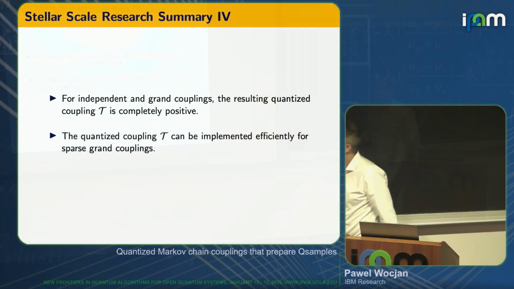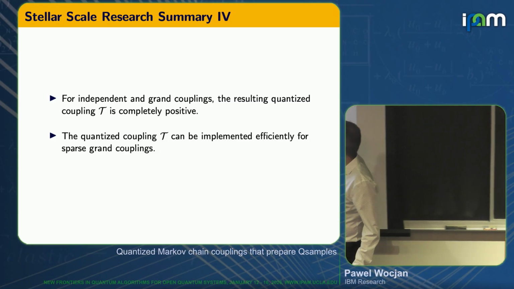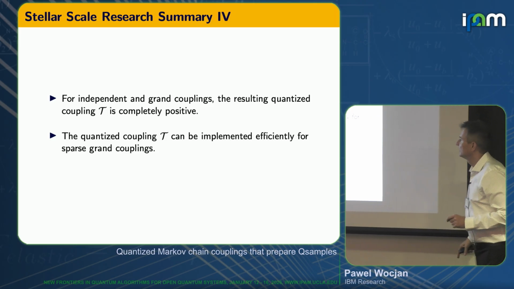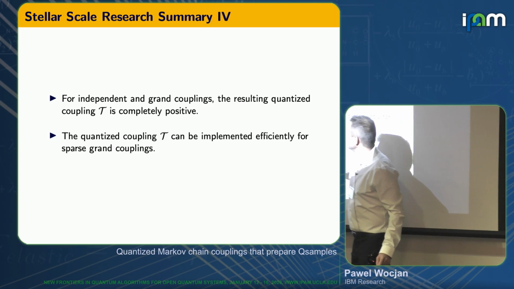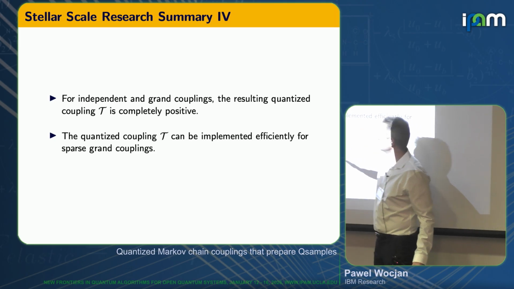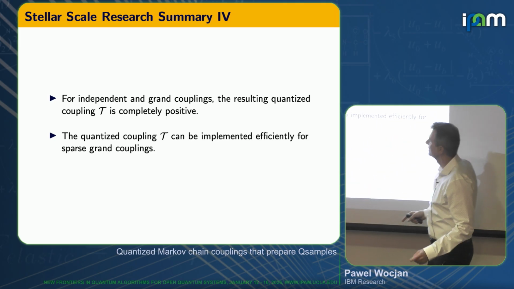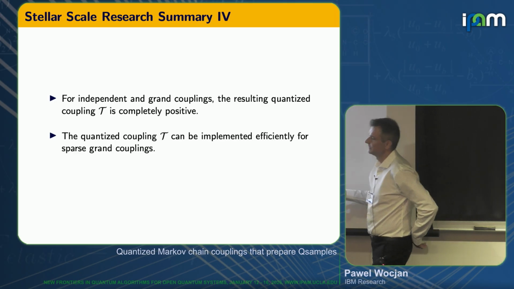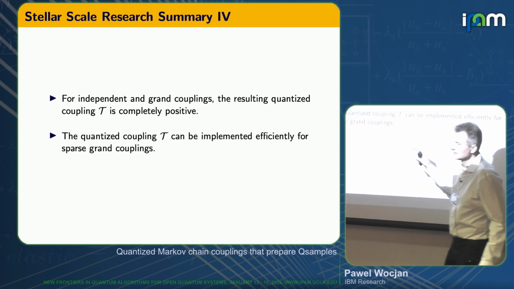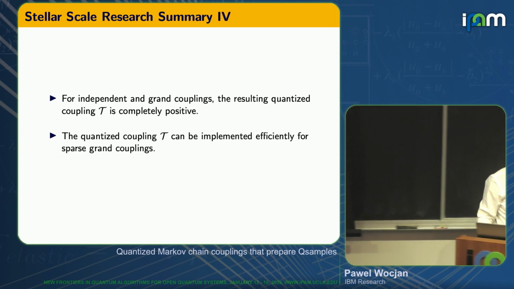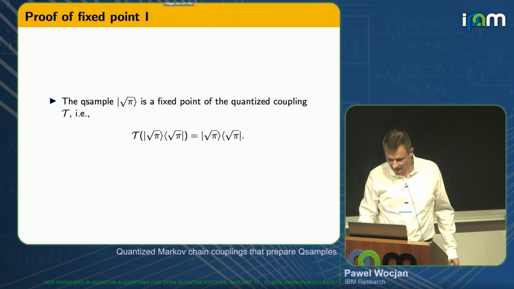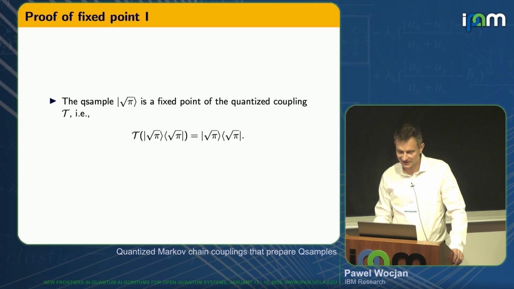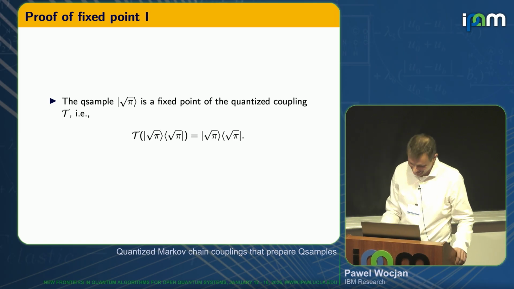For independent and grand couplings, the resulting quantized coupling is completely positive. So this was your question. And the quantized coupling can be implemented efficiently for something called sparse grand couplings. I think pretty much all the examples that people come up with are sparse grand couplings. Okay, how much time do I have? 15 minutes? Okay, so maybe I need to speed up a little bit.